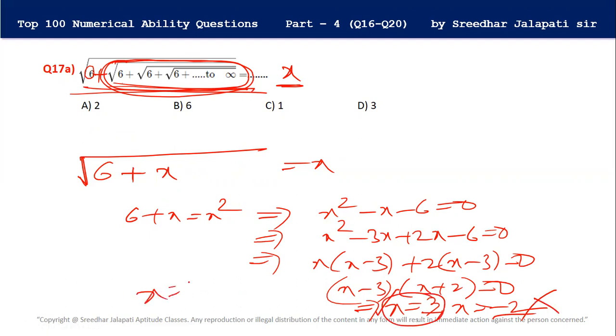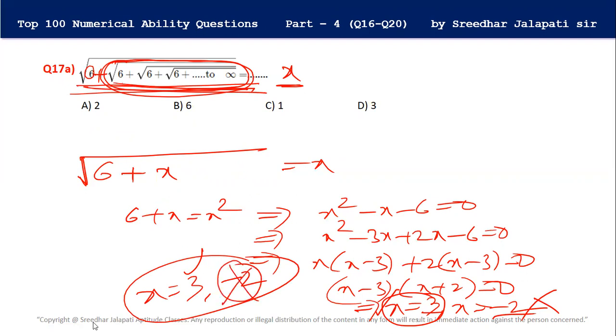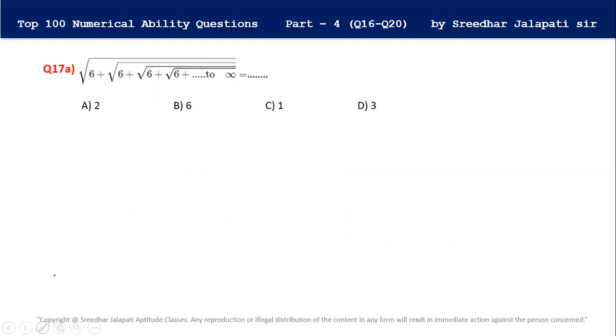Though we get x is equal to 3 as well as minus 2, why are we taking only 3? Because this is a positive expression, its value cannot be negative. So this is the actual method, but in competitive exams you will not have time to do all this process, right? So that's why this is the shortcut.